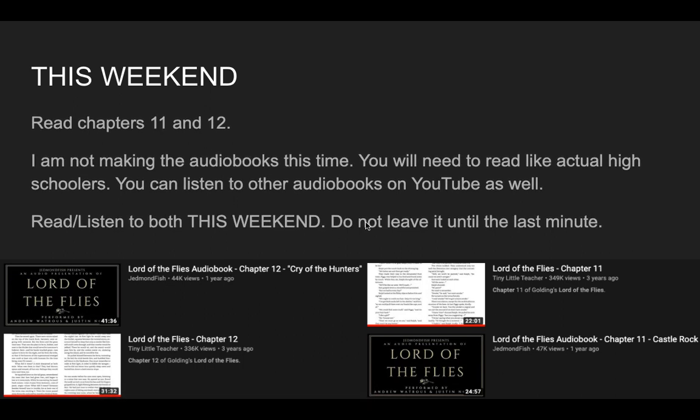But you do need to read like actual high school students. If you were in a high school anywhere else with any other teacher, you'd be having to read in any case. So make sure you read the chapters over the weekend. You do not want it to get to Monday, Tuesday and go, oh, I need to do that assignment, and then not having even read the chapter. You need to do this over the weekend.